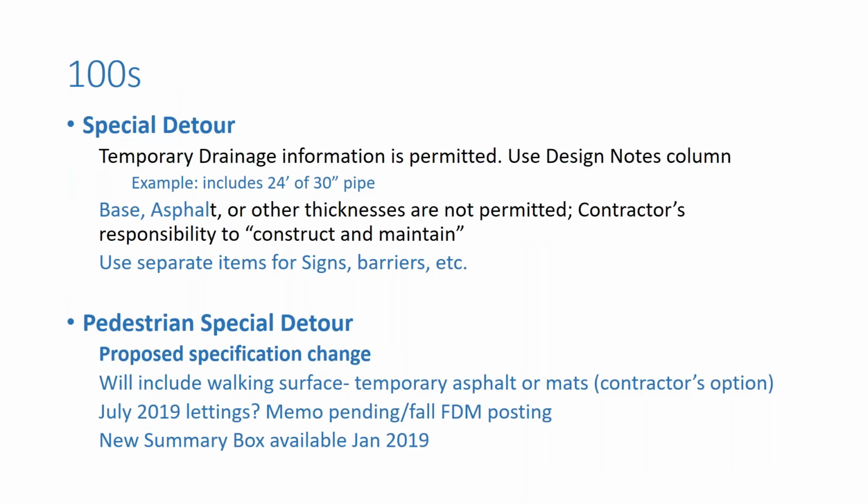Looking closely at specific pay items. In our 100s, we have available special detours or pedestrian special detours. For our special detour, very limited temporary drainage information is permitted, and you can use the design notes column. For example, you may need to indicate that 24 feet of 30-inch pipe is necessary to maintain drainage.